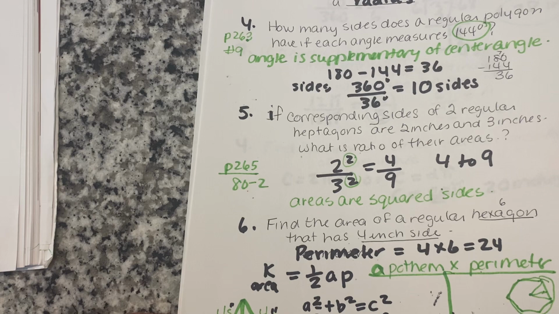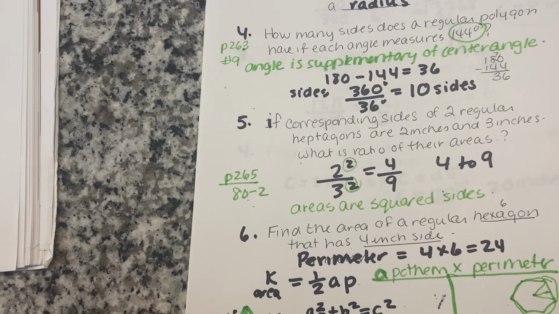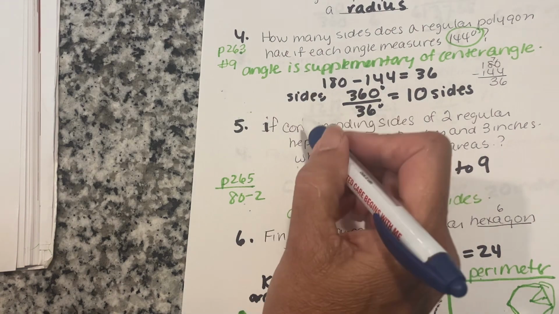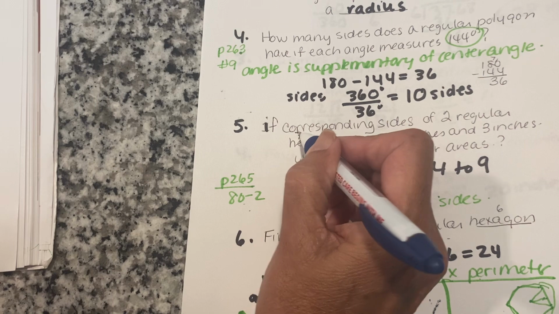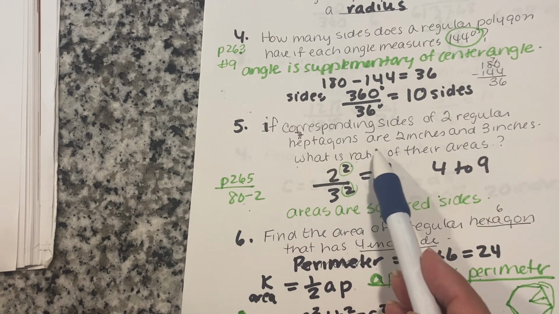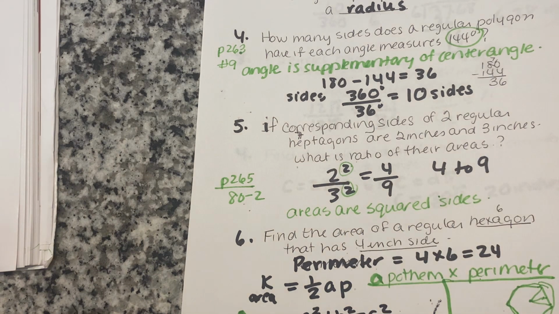On to number 5. If corresponding sides of 2 regular heptagons, which is 7, I'll put a 7 there, although you don't really need to know it in this problem, are 2 inches and 3 inches, what is the ratio of their areas? Okay, remember the areas have to do with square. Whenever you have areas, we're talking about square inches, square feet, square miles. Areas are always in square.